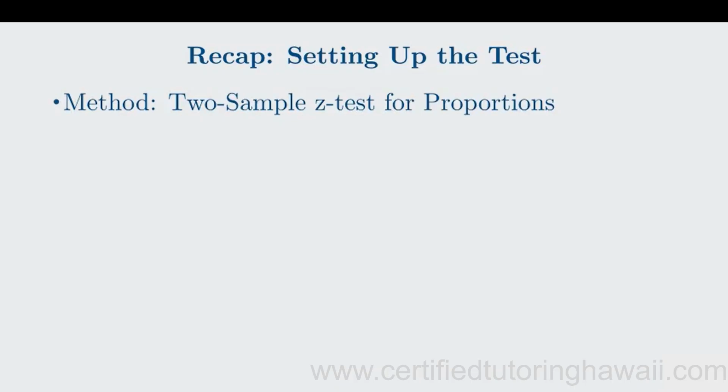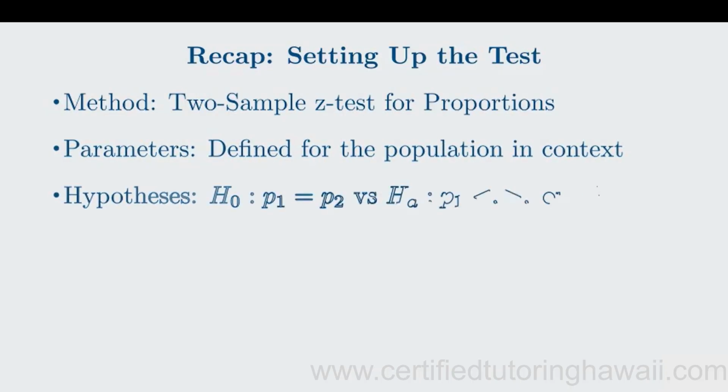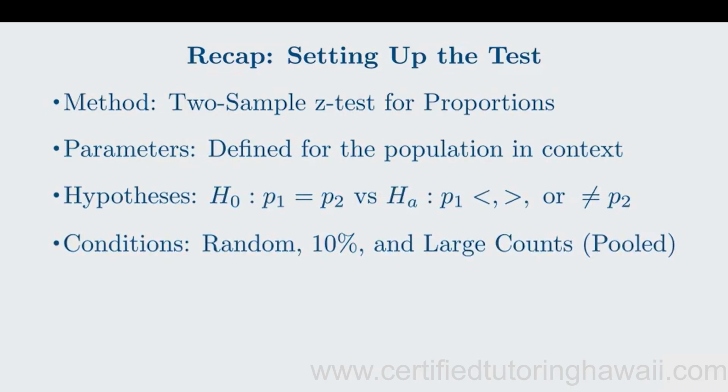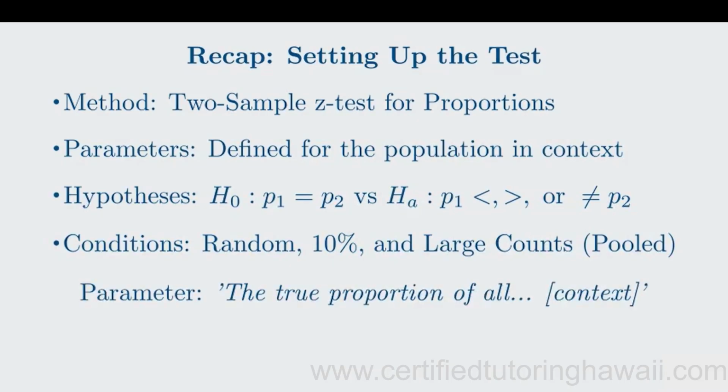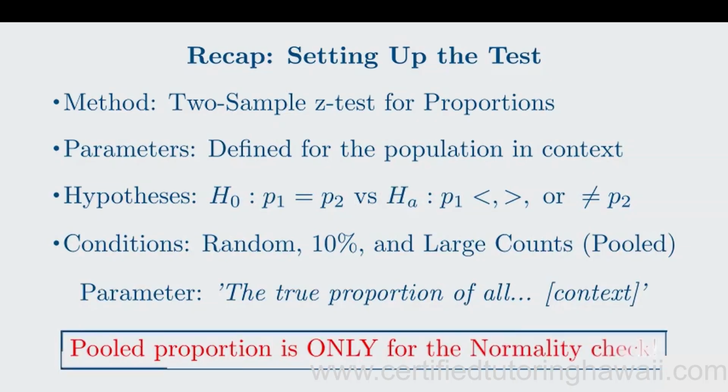We have covered the foundational steps for setting up a two-sample z-test for the difference between two population proportions. Let's recap to ensure you have met the learning objectives. First, you should now be able to identify that a two-sample z-test is the appropriate method when comparing categorical success rates across two independent groups. Second, remember that parameters must always be written as the true proportion of all and must include the context of the problem. This shows you are describing a population, not just a sample. Pooled proportion is only for the normality check in a test.